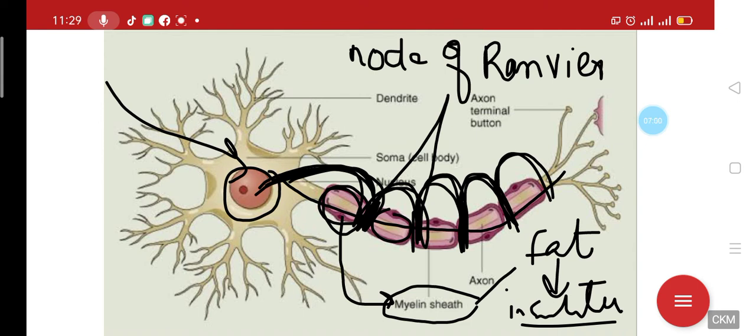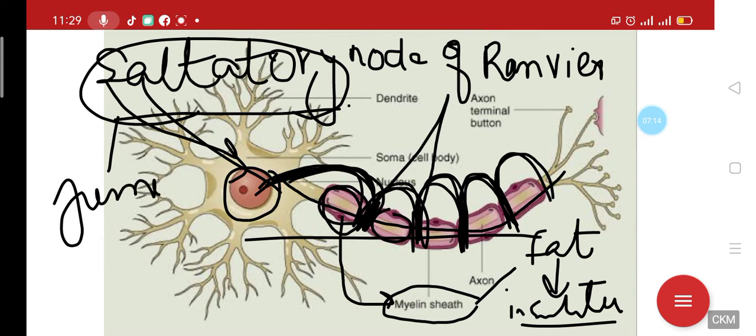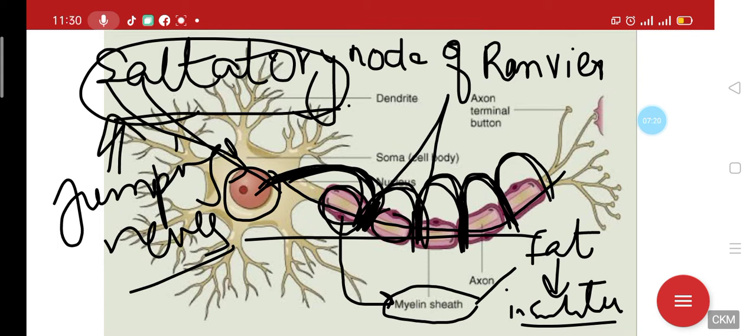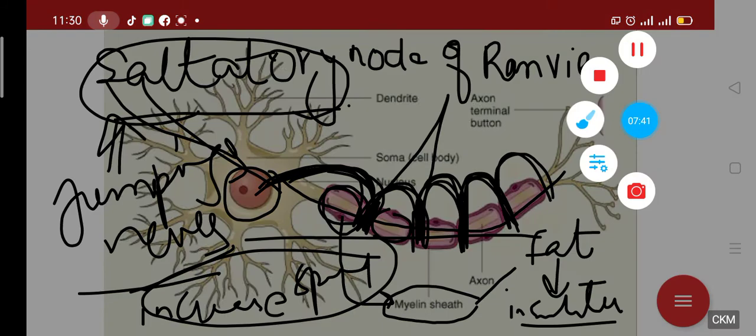They jump over the myelin sheath, and this jumping of the message from node to node is known as saltatory conduction. Saltatory means a jumping nerve impulse, and it increases the speed. The movement of the message from node to node, jumping over the myelin sheath, is known as saltatory, and it increases the speed of the nerve impulse.